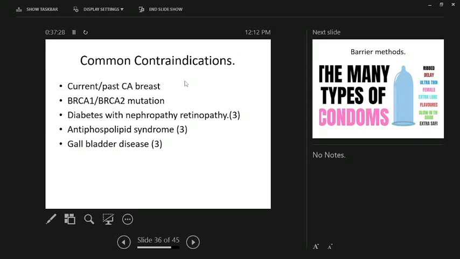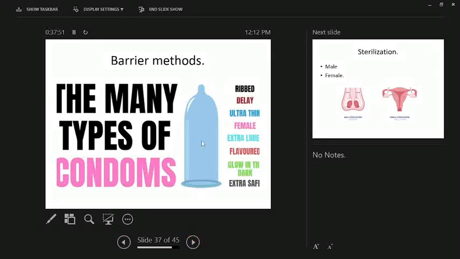And the other common contraindications: current and past breast cancer, BRCA1, BRCA2 mutation. It is available for people who want screening in Sri Lanka. If someone has breast cancer in the family, developing at younger ages, and diabetes with nephropathy, and antiphospholipid syndrome, and such things.